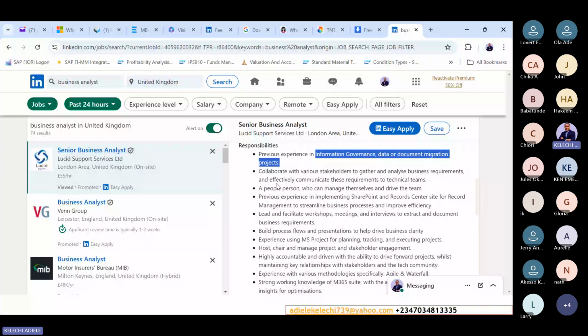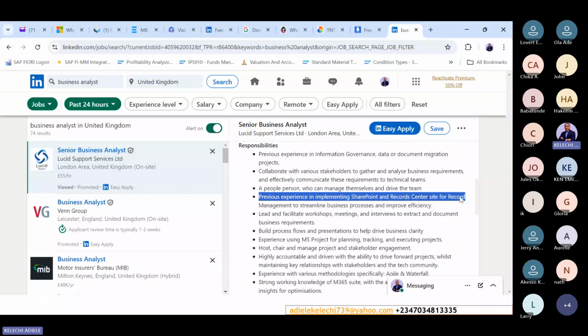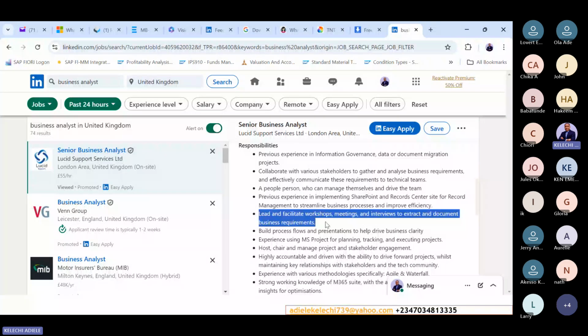So process again will be workshops, meetings, interviews, like somebody says, managing meetings. Another process will be build process flow, which is part of the skills. Part of all these things are in the skills we talk about. Experience using Microsoft Project. Remember, I said here that one of the skills you need to know is Microsoft Project and business process flow. You need to know how to map business processes. The next is host, chair, and manage project and stakeholder engagement. Very, very important, like somebody said.